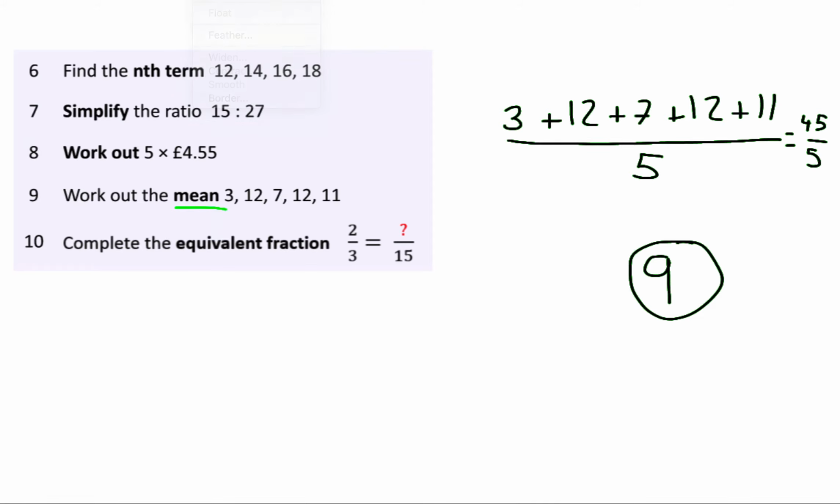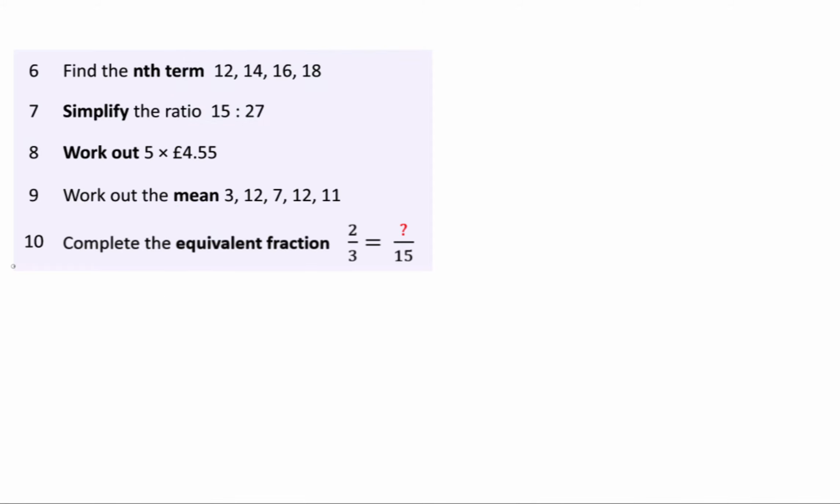And the last question, it says complete the equivalent fraction. So first of all, we've got a 3 and I want to get a 15. So what do I have to multiply this 3 to get a 15? So I have to multiply it by, how many 3's go into 15? 5. And remember, what I do at the bottom, I have to do it at the top to keep the balance. So if I multiply the bottom by 5, I have to multiply the top by 5. So 2 lots of 5 is 10. So the answer would be 10 out of 15.